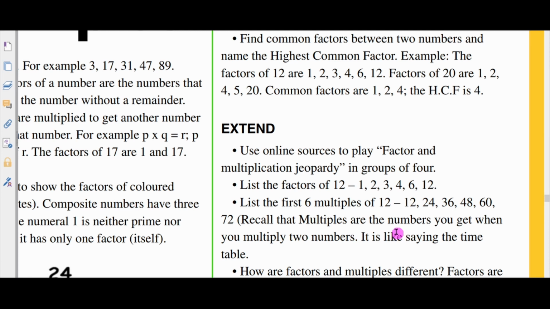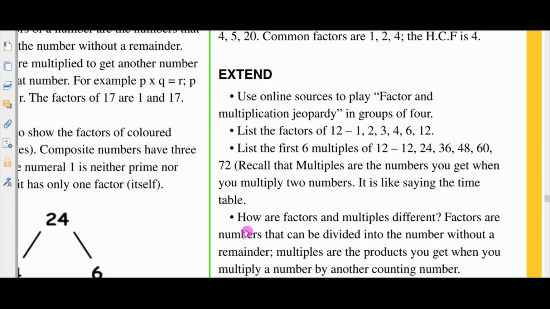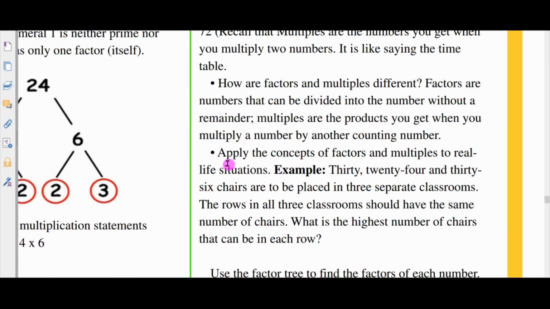Now it says, recall that multiples are the numbers you get when you multiply two numbers. It's like saying the times table, all right? Now, how are factors and multiples different? Factors are the numbers that can be divided into a number without remainder, and multiples are the products that you get when you multiply a number by another counting number. Apply the concepts of factors and multiples to real-life situations.